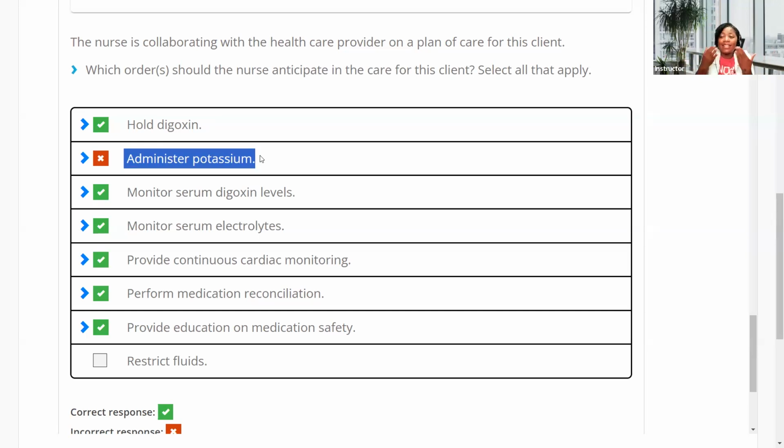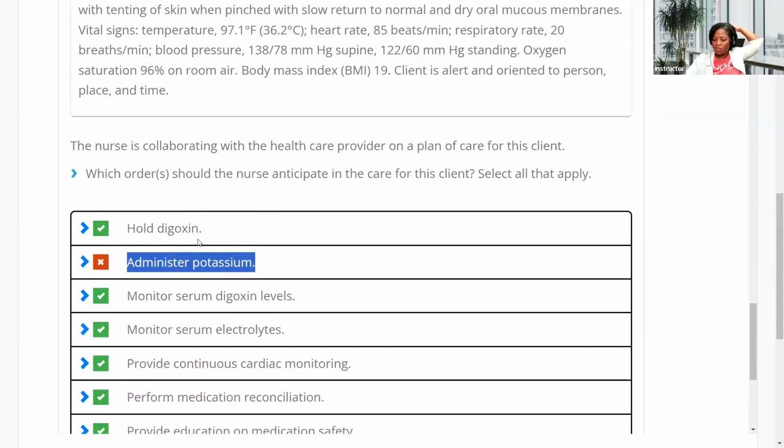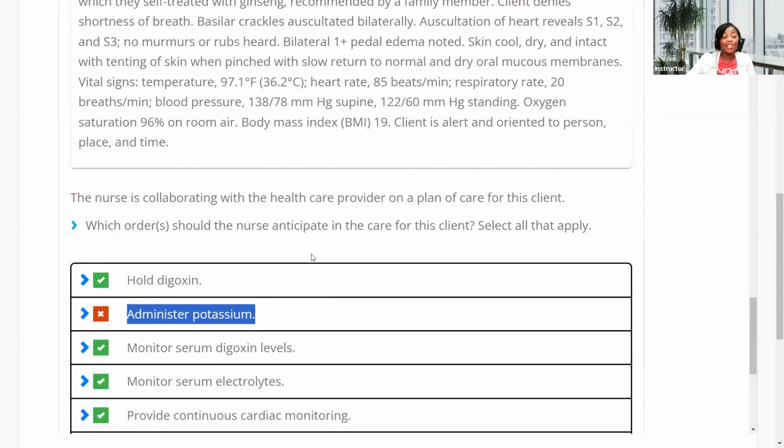So I would have chosen that. I would have chosen everything. When I did this case, I chose everything except the restrict fluids. I don't want to restrict fluids. She needs fluids. I don't want to restrict it, but I did choose this. So maybe at the end we'll see why. I don't even know if they gave a real good reason why we shouldn't have chosen this one, but I chose it and you did too.